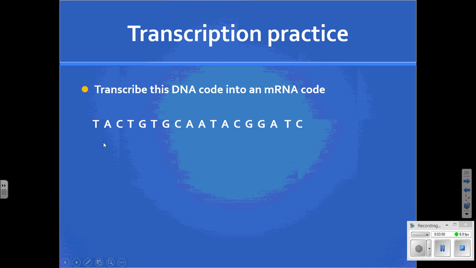Okay, so if you remember the rule, it should look something like this. So T still pairs with A, but A now has to pair with U. C's and G's stay the same. So go ahead and check your code, pause it if you need to.